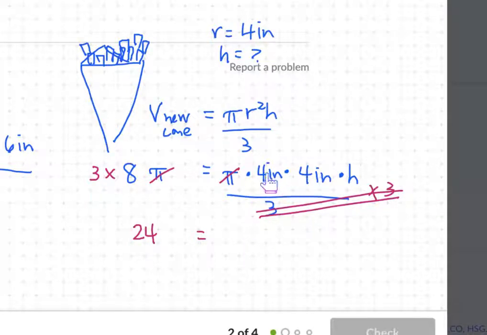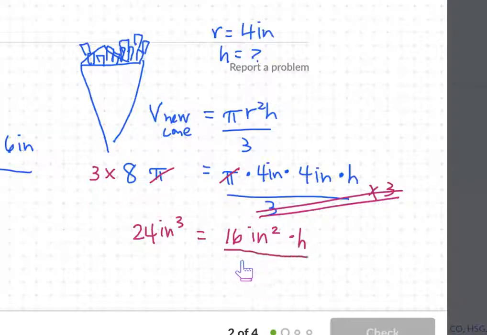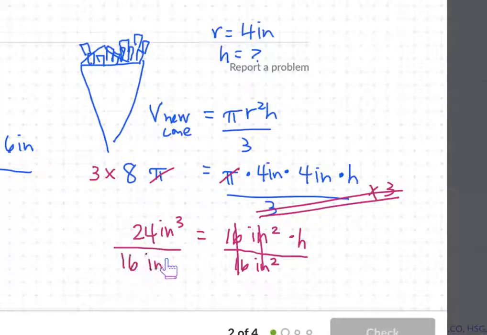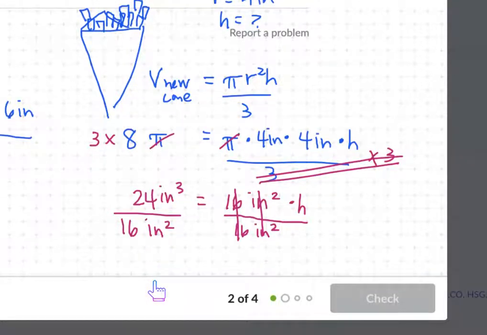And then let's combine these two together. 4 times 4 is 16 inches squared. This is supposed to be inches cubed because that was the volume. Volume's always inches cubed, times the height. So what else can we get rid of? We can get rid of the 16 and the inches squared. Cancel, cancel, by dividing. So we're going to do that on both sides. 24 divided by 16 is 1.5.